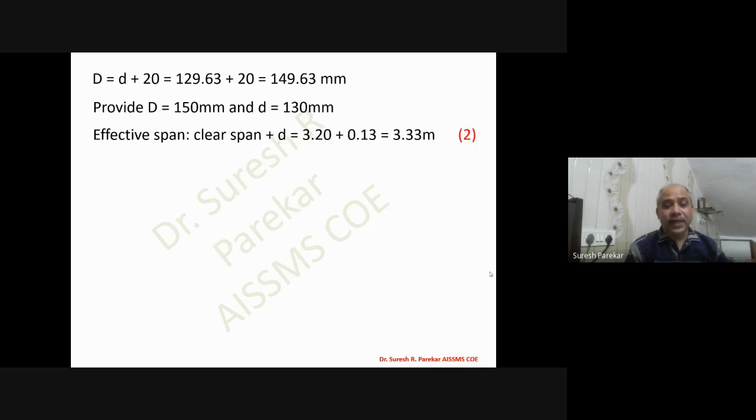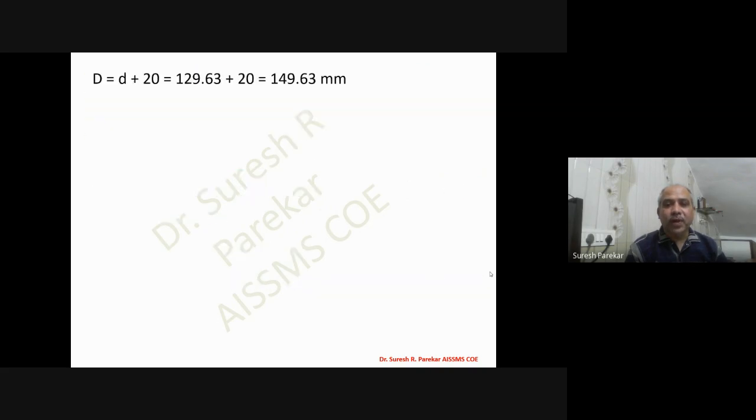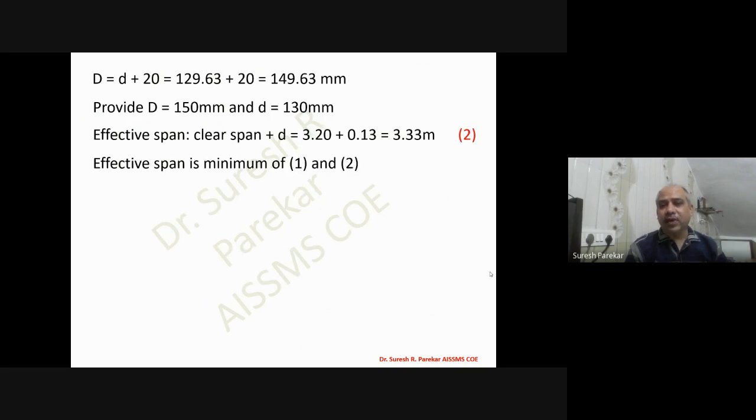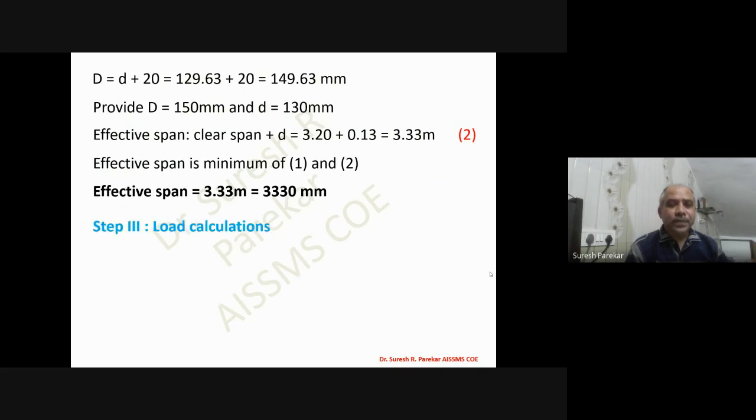Now we can go for the second criterion, clear span plus effective depth. So we have 3.2 plus 0.13, and we get 3.33 meters. The effective span is the minimum of the two. The first is 3.5 meters and the second is 3.33 meters. So the minimum is 3.33 meters, that is 3330 millimeters.